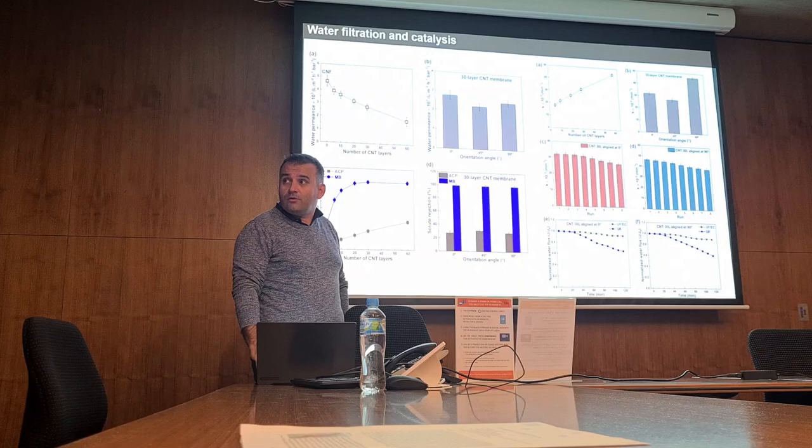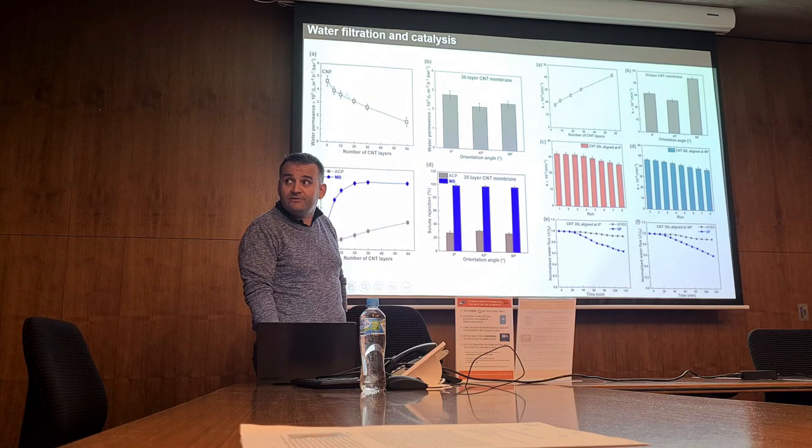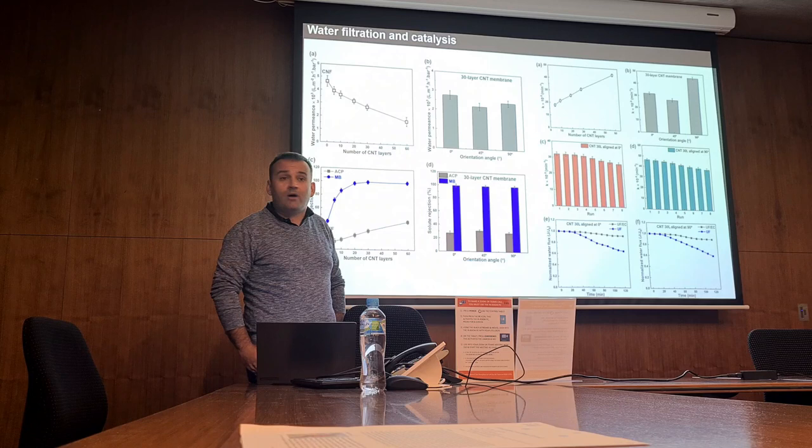That gives you an idea of the water permeance of membranes. The CNF has carbon nanofibers here, obviously with very large pore size, and as we increase the number of layers of CNTs, the flux goes down. But for the 30 layer CNT, we still have roughly 2,800 liters per square meter hour bar. So the permeability is actually quite high, way higher than equivalent UF membranes.